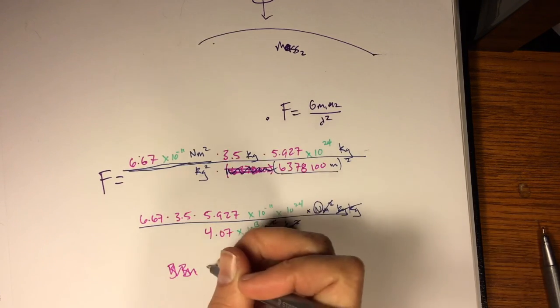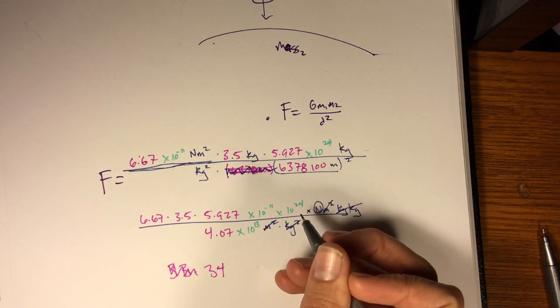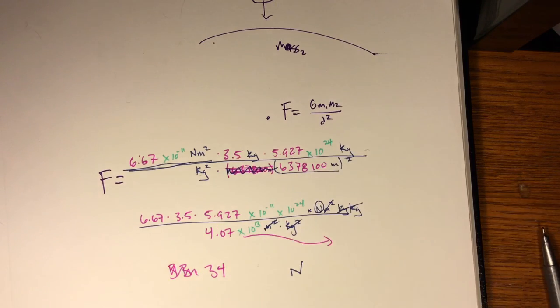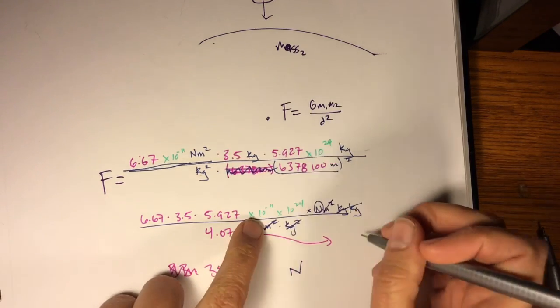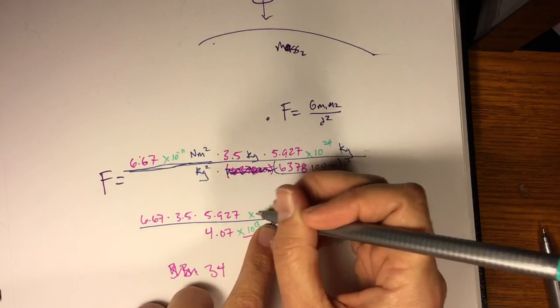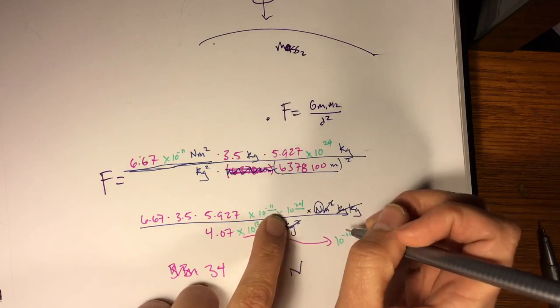33.996, so I'm going to round that to 34. Awesome, but I'm not done. I have this 10 to this, okay? So when I have these 10 to this, let's take this over here. Right now I have 10 to the negative 11th and 10 to the 24th. They're on the same line here, so we know we're going to add these two, so we're going to add those exponents.